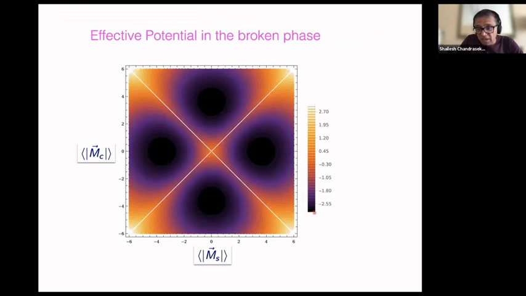These dark blues are the lowest places in the potential. These yellow are the highest places, right? So we can see that there are 4 minima, right? And these are the magnitudes of our vectors. And so either the spin is broken or the charge is broken, right? So indeed, the spin charge flip symmetry is broken and one of the SU2s is broken. That's the way the symmetry breaking pattern arises.